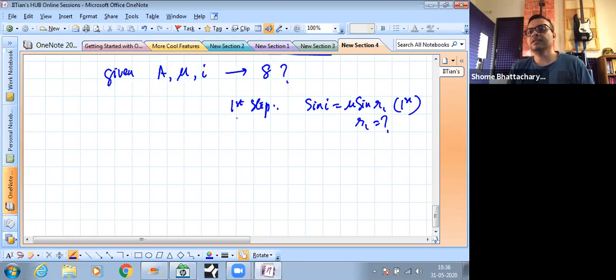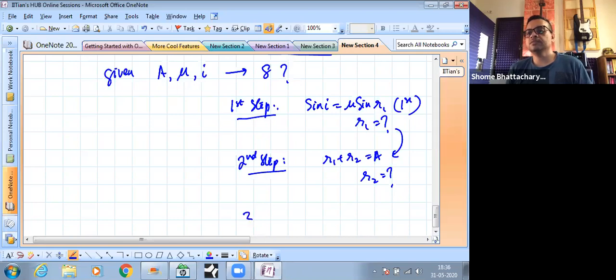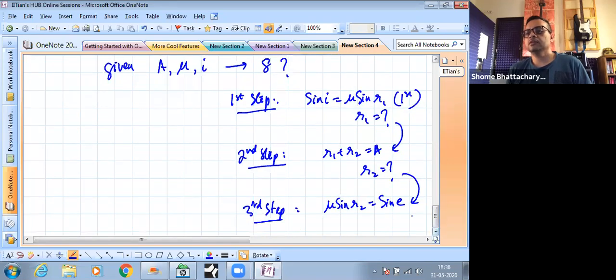Then next step what we do is we use a relation R1 plus R2 is equal to the angle of the prism. So we substitute this here. So then that gives us R2. Then third step we again apply Snell's law. So mu sine R2 is equal to sine E. So this value of R2 that we got we substitute here, and that now gives us the angle of emergence.